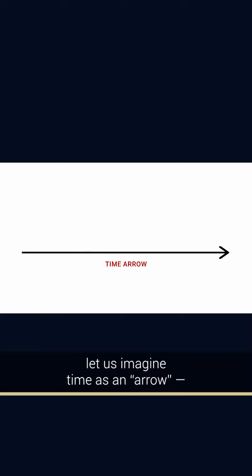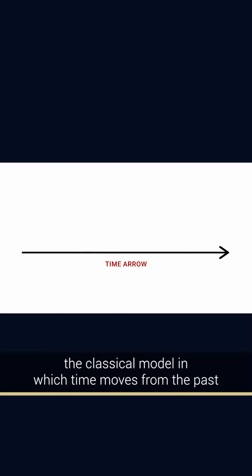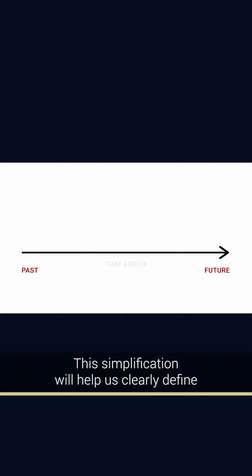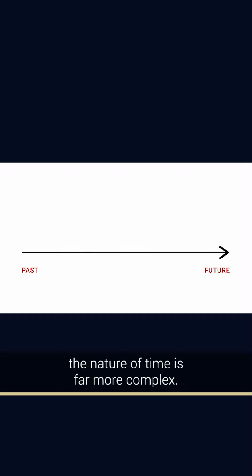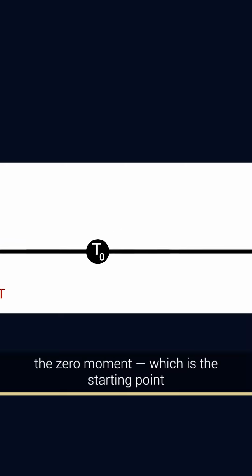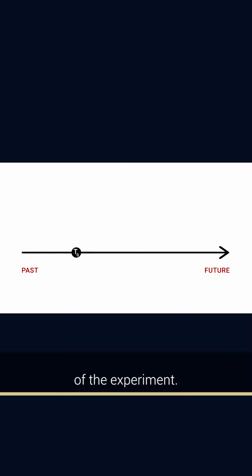For the sake of clarity in this thought experiment, let us imagine time as an arrow, the classical model in which time moves from the past to the future along a straight line. This simplification will help us clearly define the conditions of the experiment, although in reality the nature of time is far more complex. On the time arrow, we take a reference point. Let's call it T0. The zero moment, which is the starting point of the experiment. The fly located at this point is given the symbolic designation V.